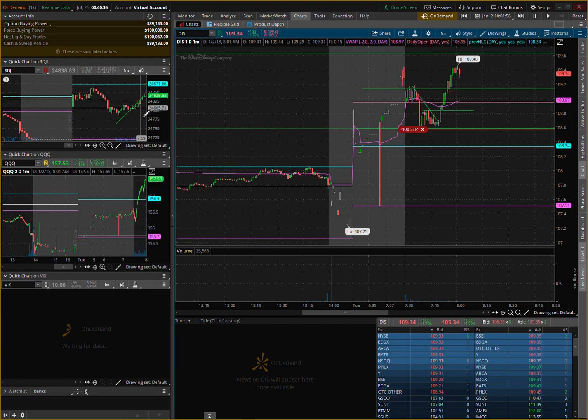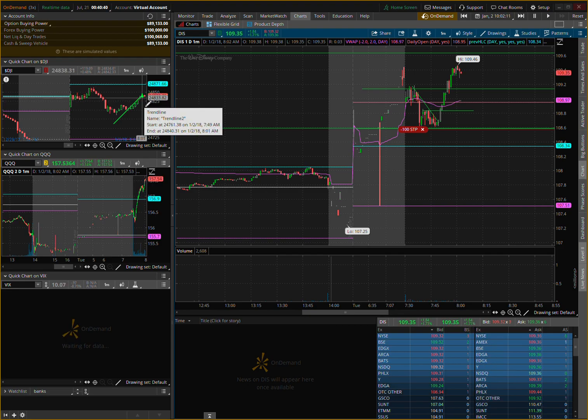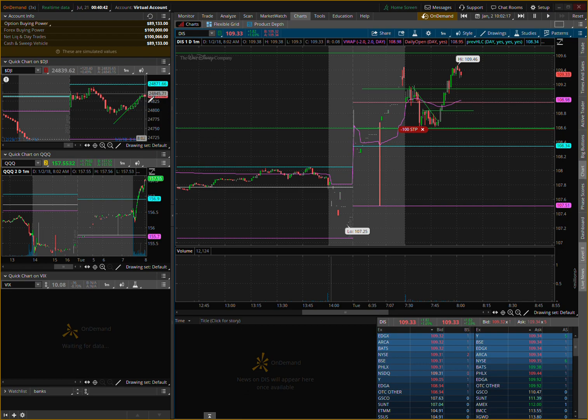Right here, these candles, the bigger they are, it is expressing a stronger interest in moving, the trend is moving higher. Now, if I look at the QQQ, it is going back up, and the VIX, it's not updating right now.